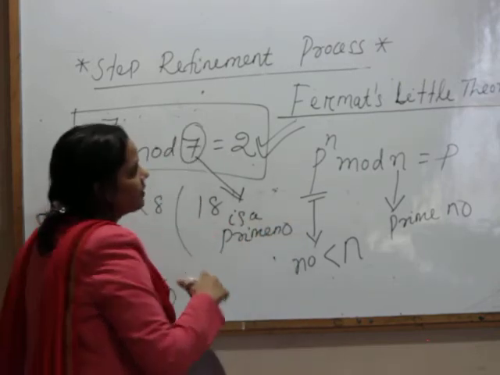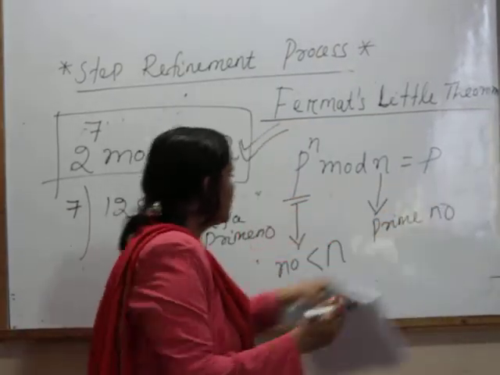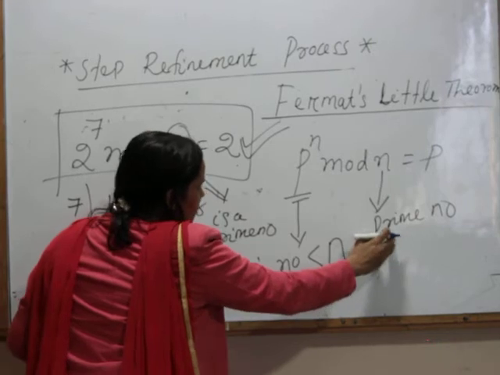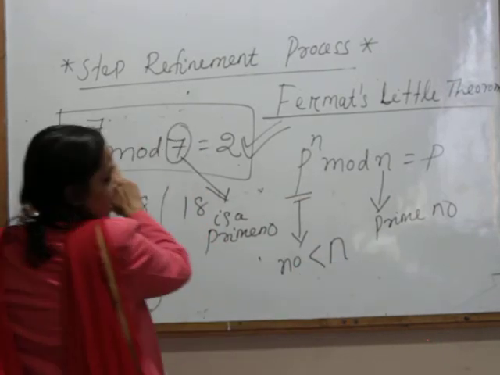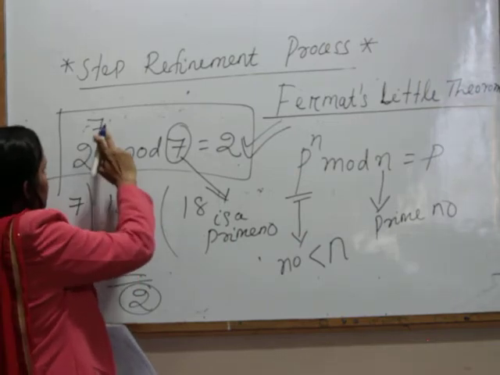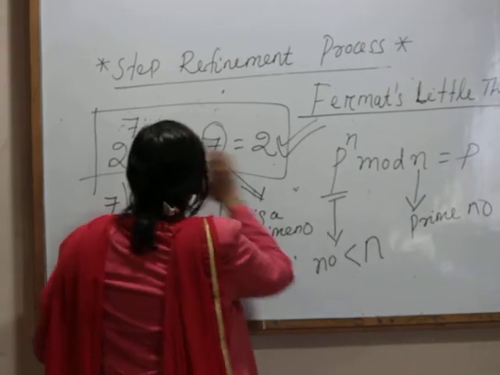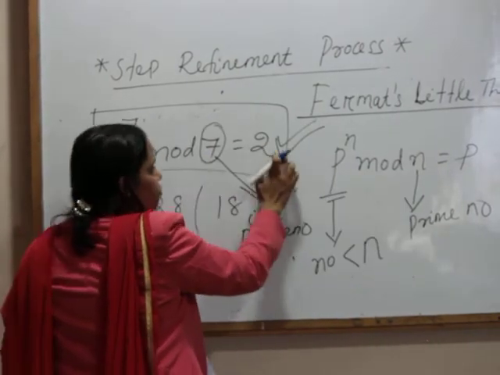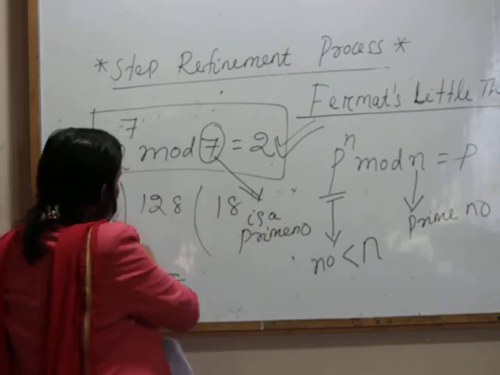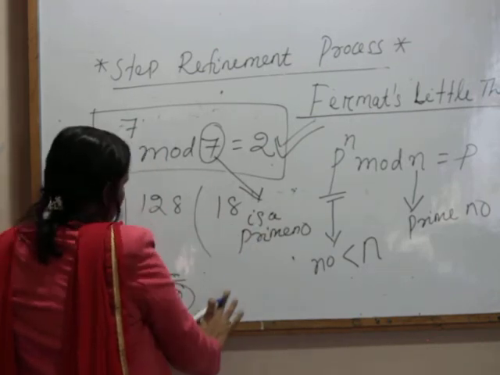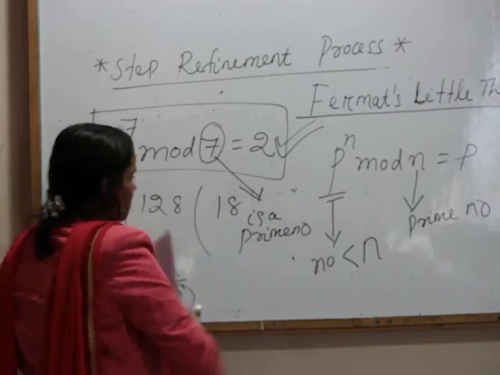Again I am repeating, this is Fermat's little theorem. p to the power n mod n is equal to p, where n is any prime number and the p value should be less than n. Here I have taken an example: 7 is the prime number and 2 is the value of p. 2 to the power 7 mod 7 is equal to 2. If it is satisfied, it will be a prime number, otherwise not. So you do all the calculation and get 2 here, so it's a prime number.